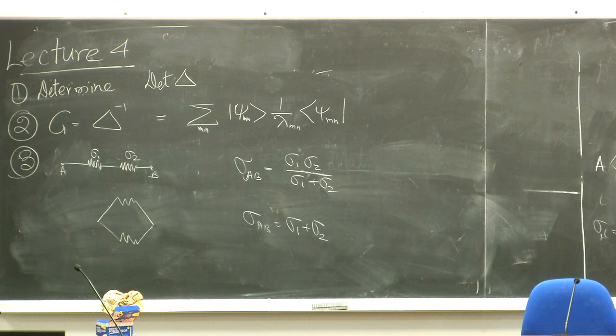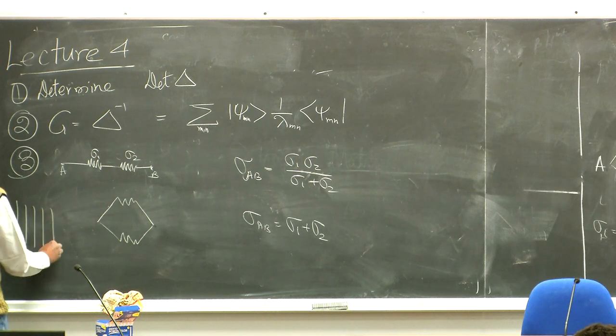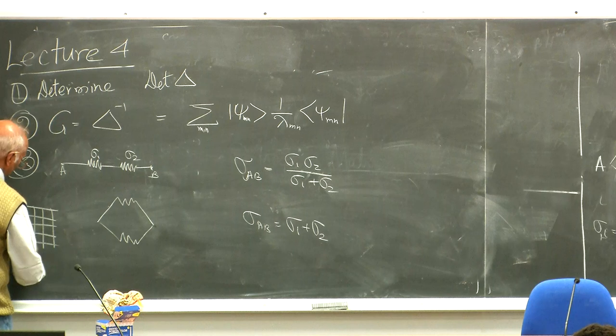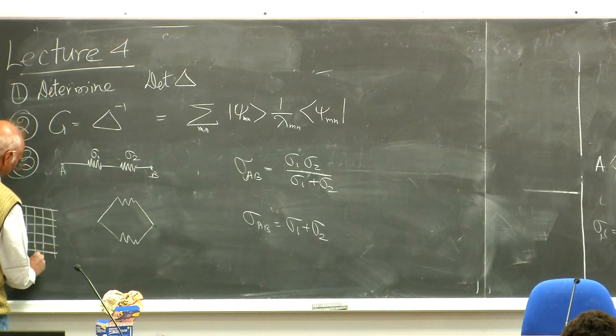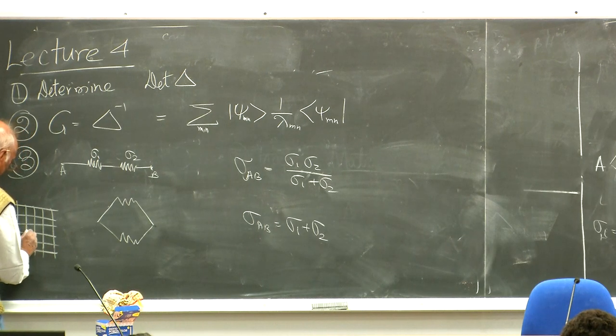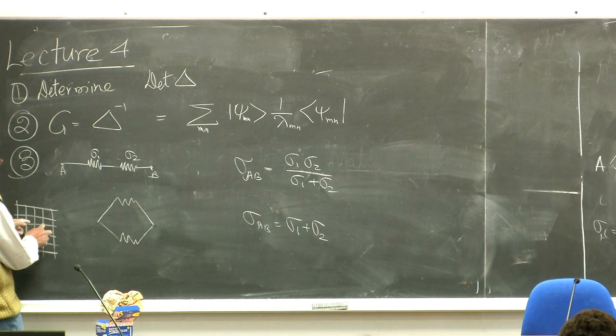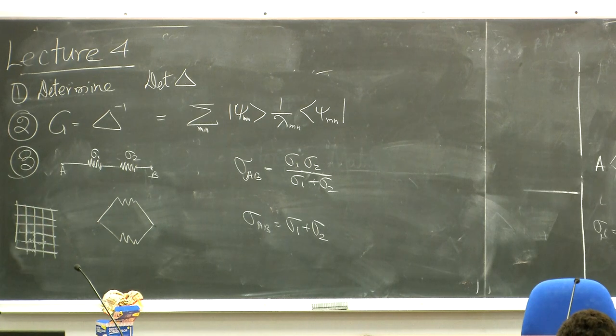So they have been studied for a long time in the trivial problem of this one, but a more interesting problem is this one. Suppose you have a set of resistors like this on a square lattice. Each resistor is 1 ohm. And then I just take two nodes which are adjacent, put plus 1 volt on one and minus 1 volt on the other. How much current will flow through this network? That is the question.